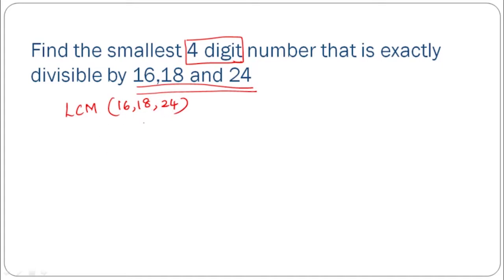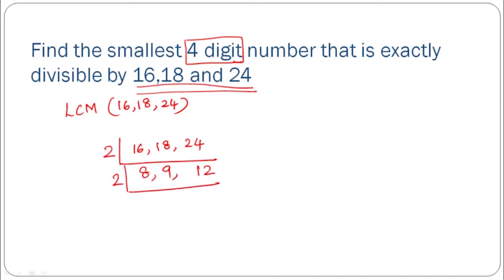What is the LCM of 16, 18 and 24? See, I am not considering this 4-digit number for now. All that I am finding out now is the smallest number that is exactly divisible by 16, 18 and 24. Let us do the method that we learned, 16, 18 and 24. Now I am going to divide this by the least prime factor that is possible. So I am going to divide it by 2. I will have 8 here, 9 and 12. Again I can divide it by 2 because 8 is divisible by 2 and 12 is also divisible by 2. So I will have 4 here, 9 and 6.